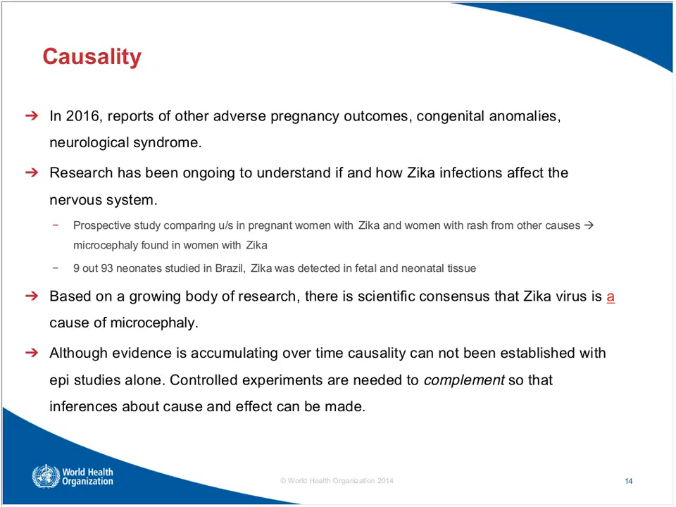So although evidence is accumulating over time, causality cannot be established just with these epi-studies alone that I've briefly summarized in my second bullet point on the slide. We need to have controlled experiments, for instance, animal study models. And these need to complement what we're seeing in the epi-studies to really be able to say that there's a cause and effect that's being made. But yet, I just want to highlight that there is scientific consensus that Zika can cause microcephaly, but is it the reason for the phenomenon that we saw in Brazil?